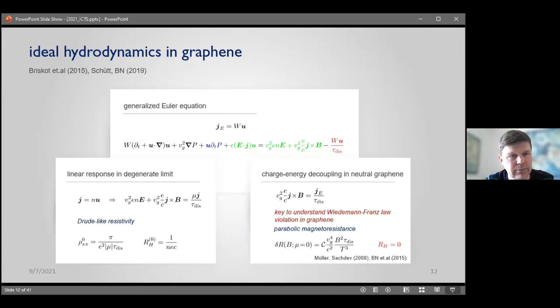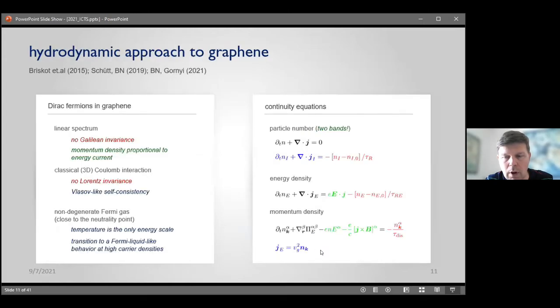Okay, and what's the K subscript for the momentum field? K is a momentum. I use N for density, so K is momentum, so N sub K is a momentum density.